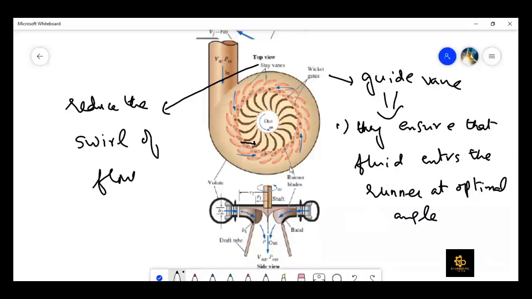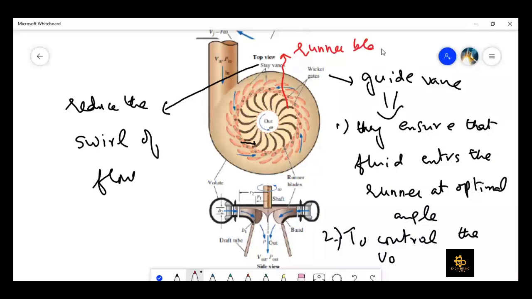And then the second function of these guide vanes is to control the volume flow rate. Because they are adjustable, they can close or open depending upon the volume flow rate coming through this entrance, right? And then we have the runner blades, which are shown by these black lines. And then this is the shaft on which the runner is attached, and the generator is attached to the other end of that shaft for the power generation, right?